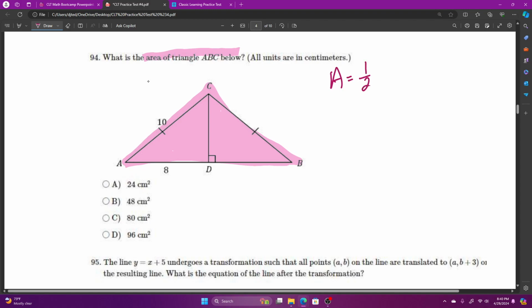Area equals 1/2 times base times height. So I can see that this triangle has been broken up into 2 triangles. We got another 90-degree angle here because we got a straight line, and that's 90. These are marked congruent. So the hypotenuse of both of these is 10.